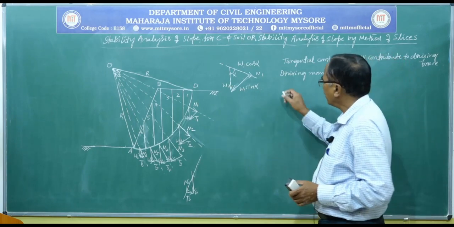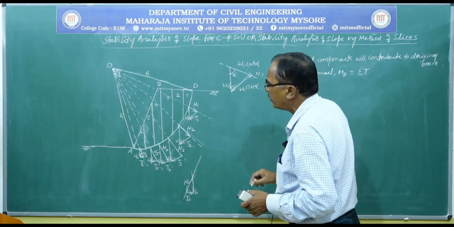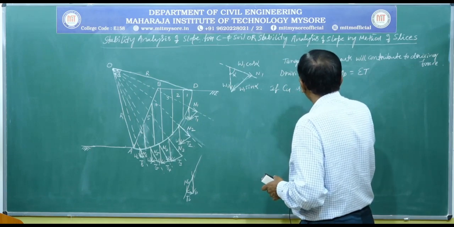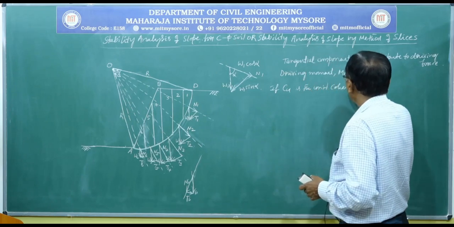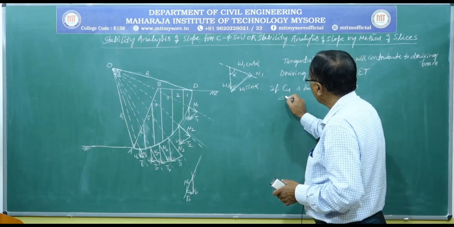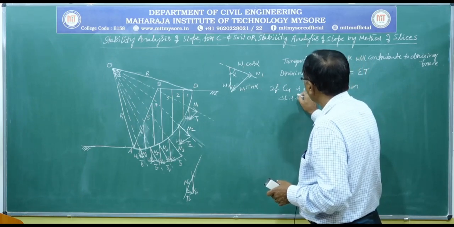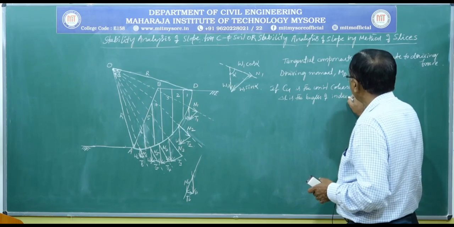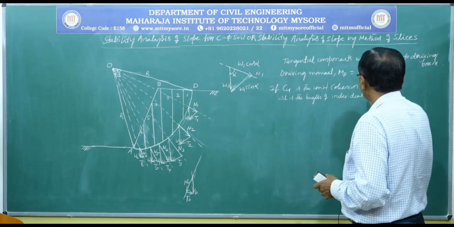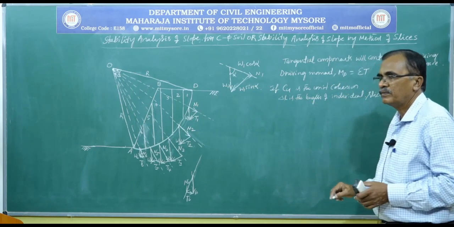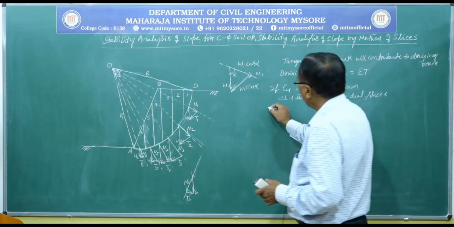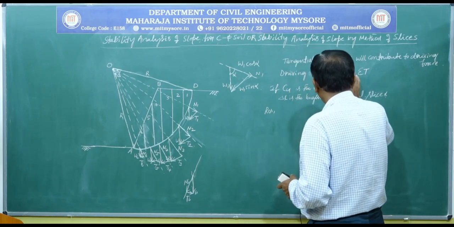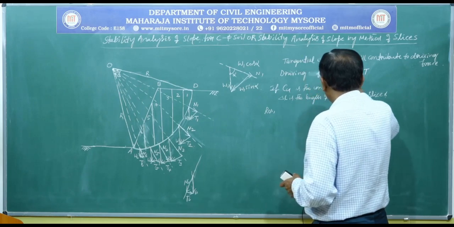Next, if Cu is the unit cohesion acting along the slip surface, and delta L is the length of individual slices. Therefore, sorry, this is driving force, it's not driving moment, it's a driving force. Driving force is equal to sigma T.